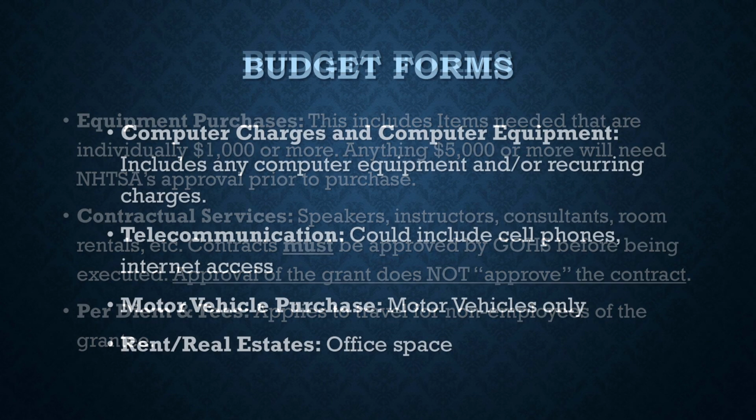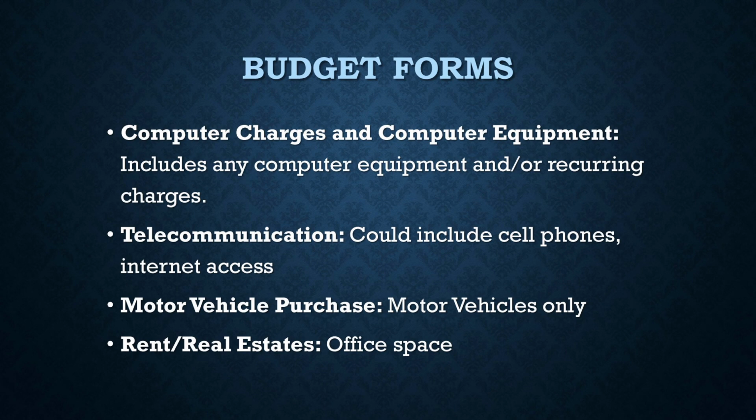Okay, and here's the rest of them. Under your budget forms, you have your computer charges, computer equipment, stuff that's reoccurring that you are paying for. Think about those things. Think about your computer equipment. Telecommunications, your cell phones, internet access, motor vehicle purchase, and any office space or rent that you're going to be using that you might have to put on your form for that.